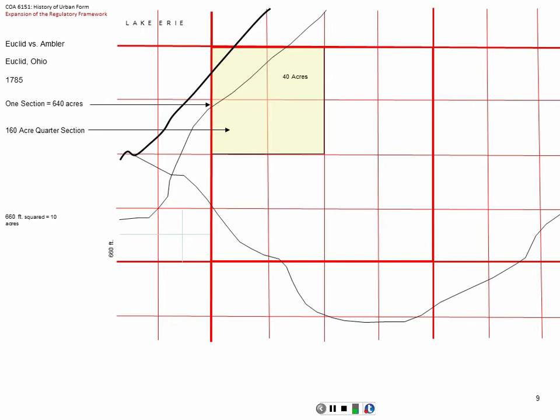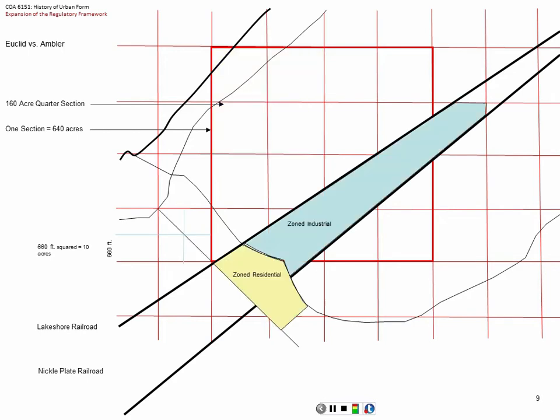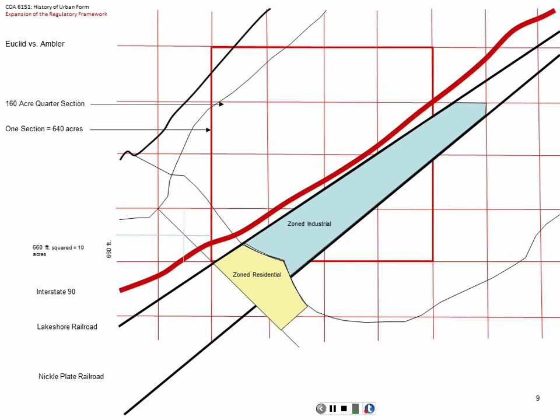With 160-acre quarter sections and 40-acre, I guess those would be quarter of a quarter section, a quarter of a quarter, 40 acres. The section, of course, being 1 square mile, an array 6 by 6 sections would equal a political jurisdiction called a township. And then we see here the Nickel Plate or the Lakeshore Railroad coming through, and then the Nickel Plate Railroad comes through here. And then we see the parcels here that were owned by the Ambler Realty Company that were under scrutiny in this case. And then the interstate is put in paralleling the rail lines.